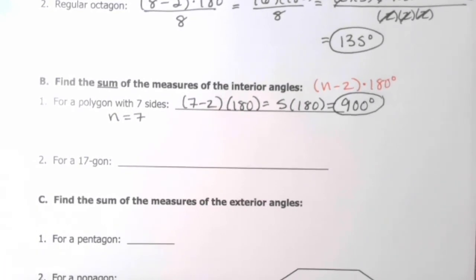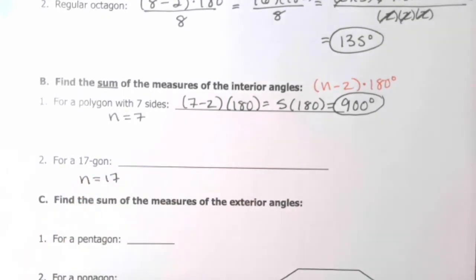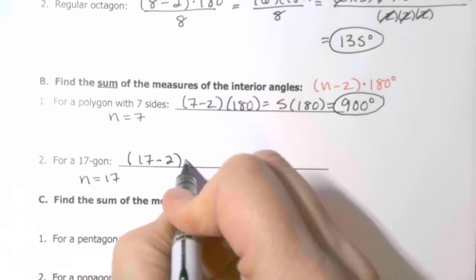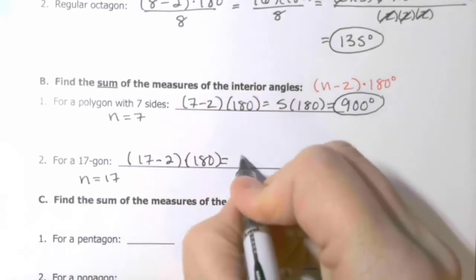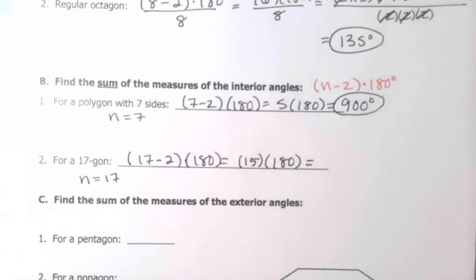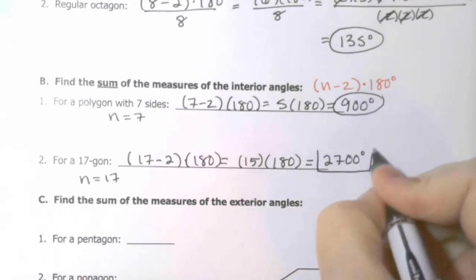Okay, for a 17-gon, n equals 17. Substitute it into the formula. 17 minus 2 times 180. 17 minus 2 is 15, times 180, and yes, I would definitely have to multiply that out. It ends up being 2,700 degrees.